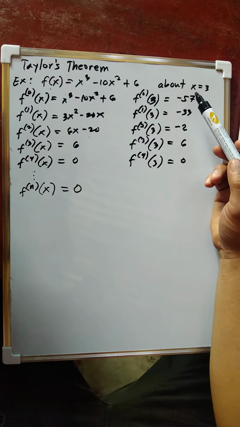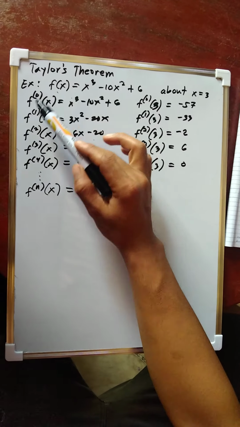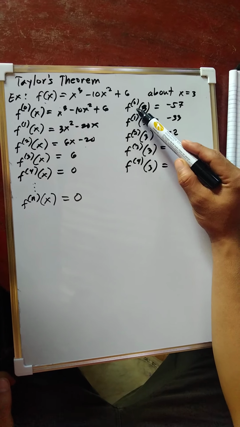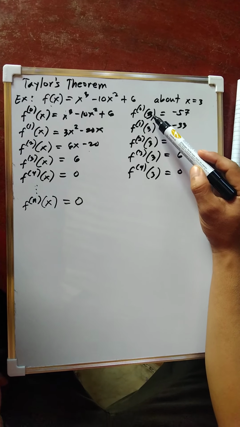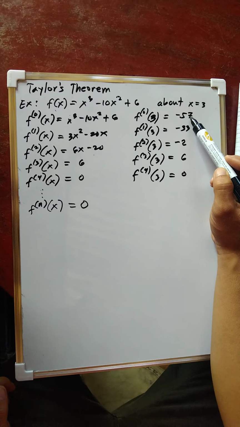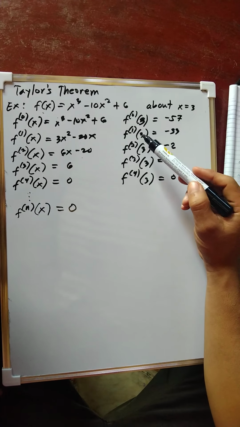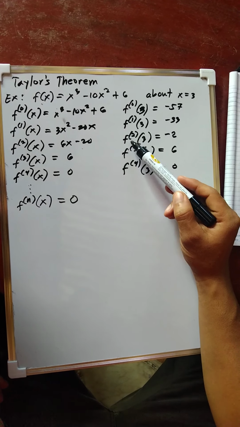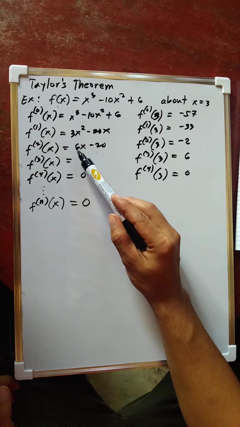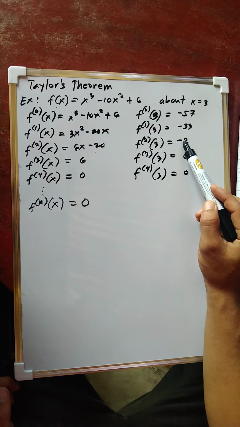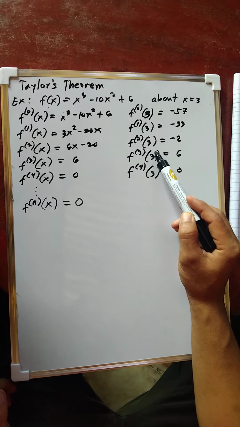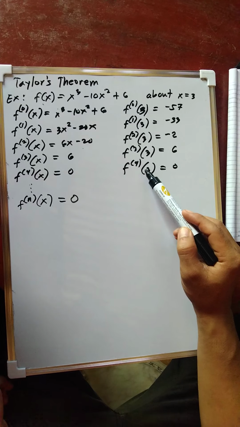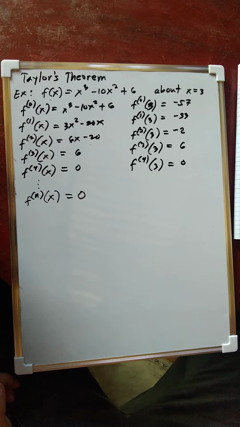Then we can now substitute x equal to 3 to these given functions or derivatives. So for the given function substituted by the value of 3, we have negative 57, right? You can check it. For the first derivative of 3, we have negative 33, right? For the second derivative, we have 6 times 3, 18, minus 20, negative 2. For the third derivative, substituted by the value of 3, we have 6, since this is a constant. While the fourth derivative of 3 is equal to 0.